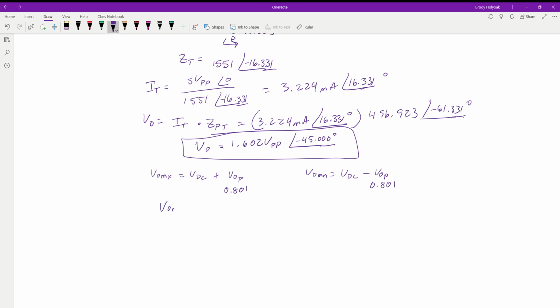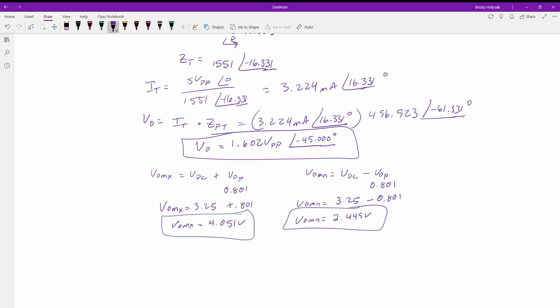So the V out max is equal to 3.25 plus 0.801 volts. And V out minimum is equal to 3.25 volts minus the 0.801 volts. So V out max comes out to be 4.051 volts, and V out minimum is equal to 2.449 volts.